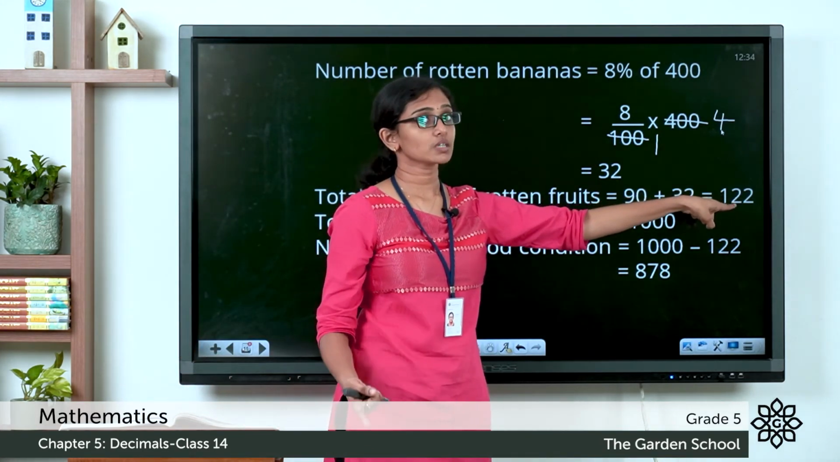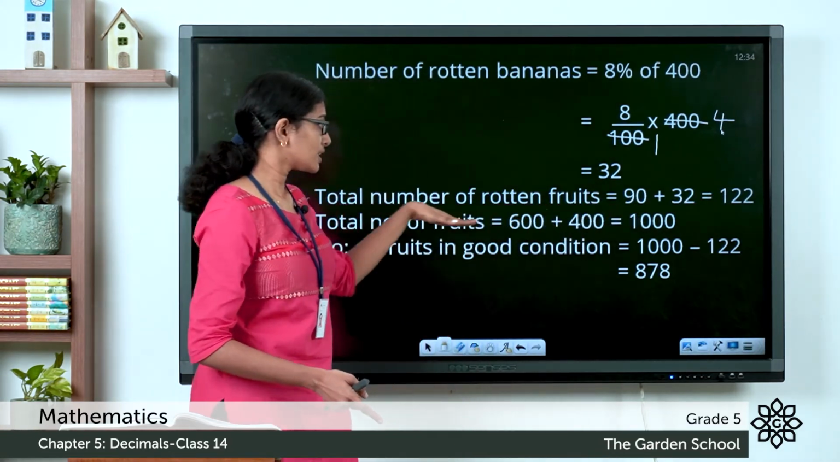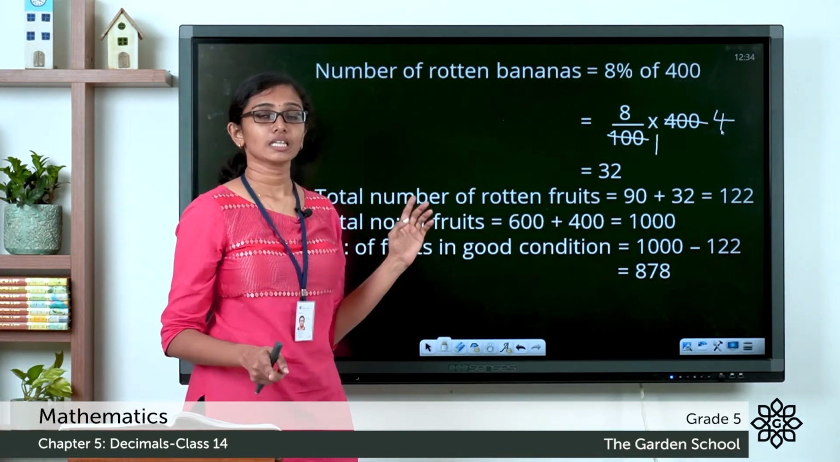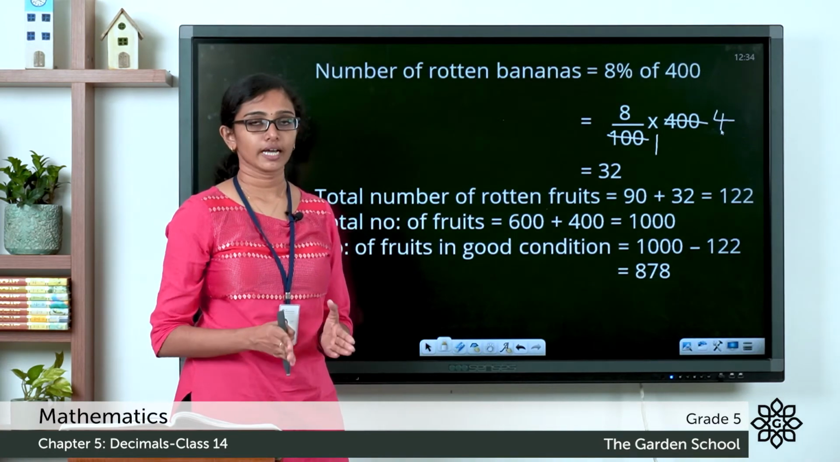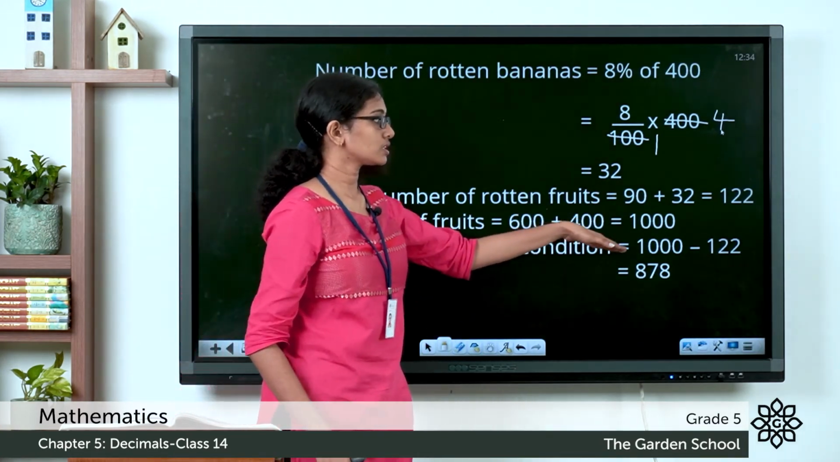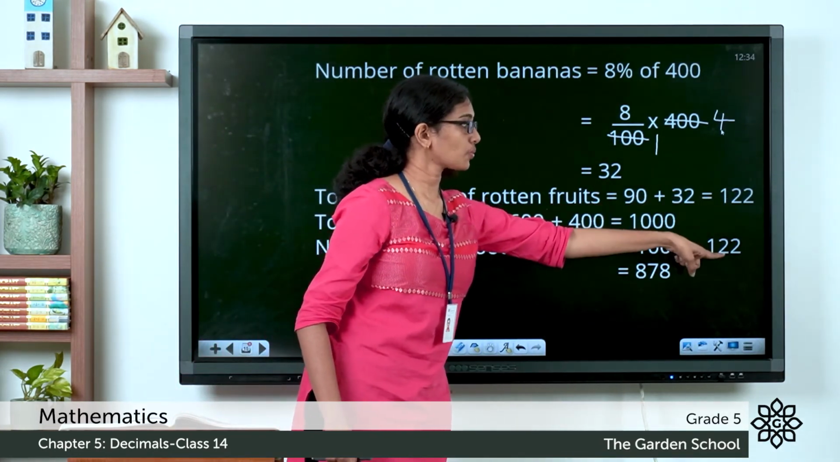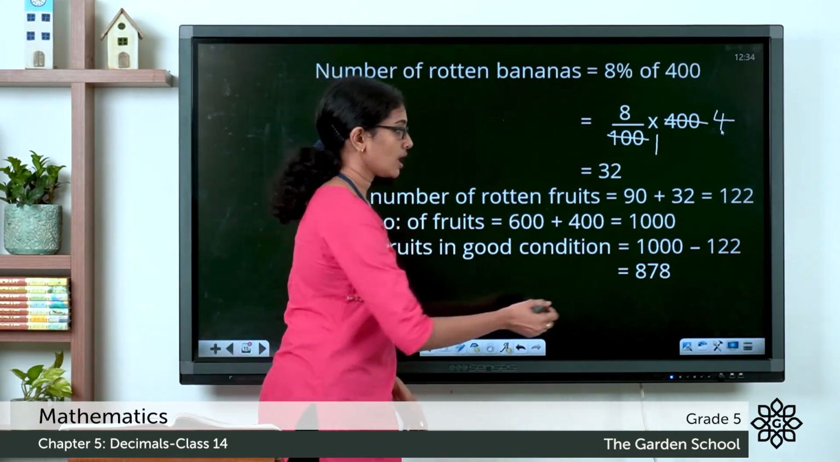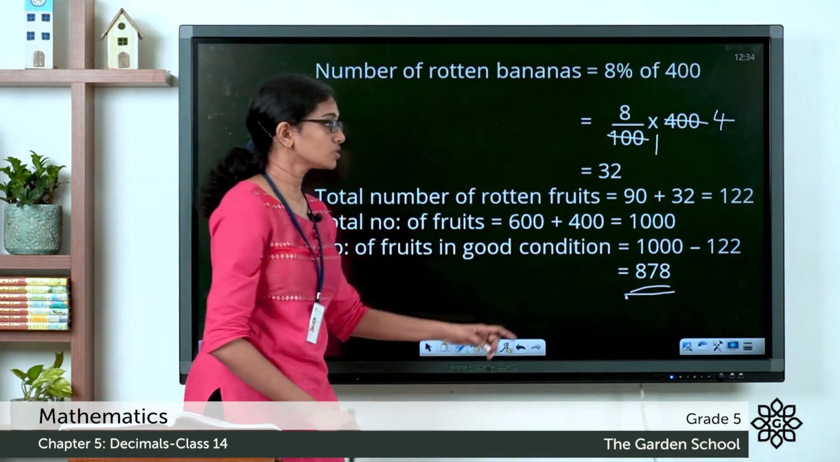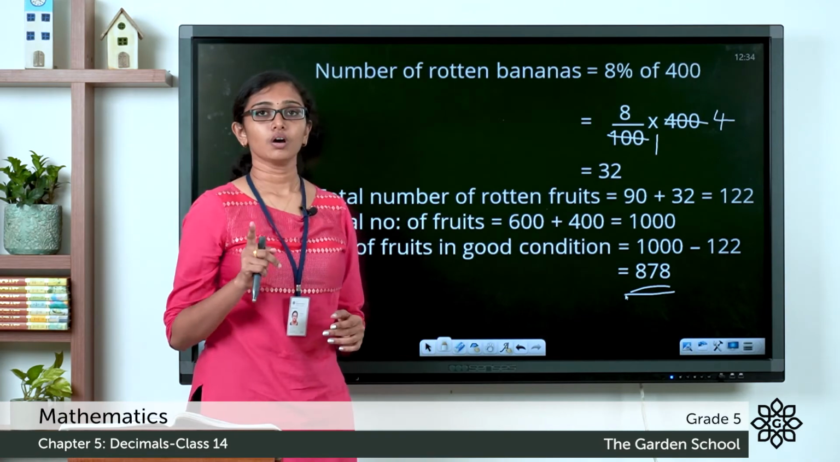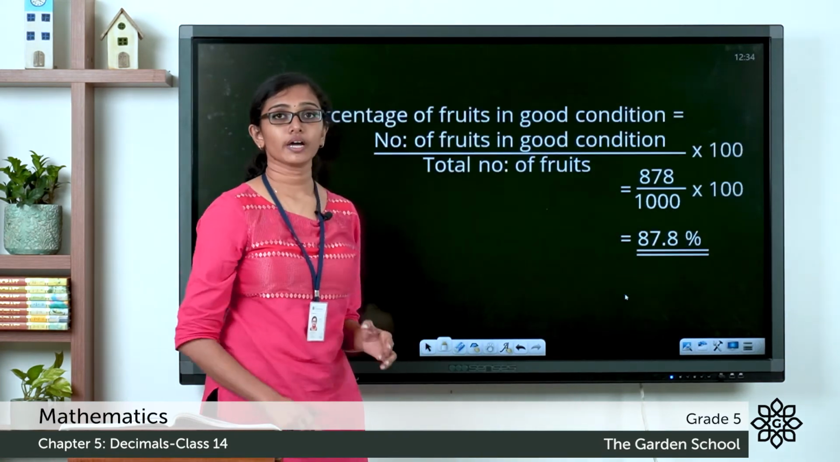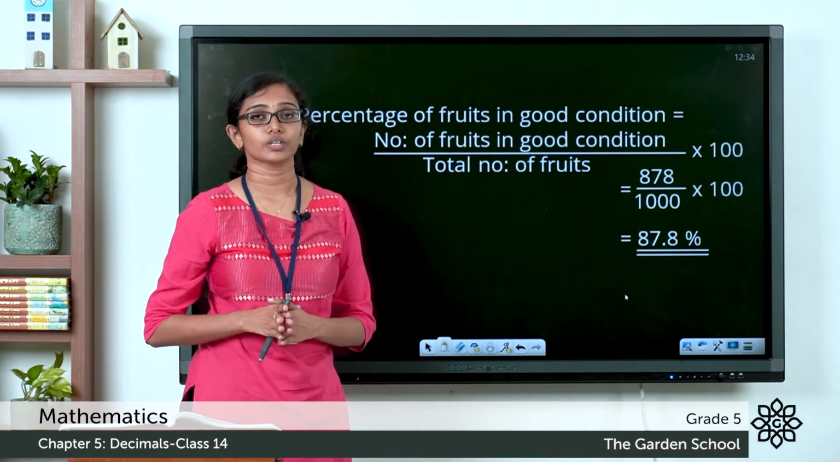So the number of fruits in good condition will be the total number of fruits minus the number of rotten fruits, right? So that would be equal to 1000 minus 122, which is equal to 878. So this is the number of fruits in good condition. Now how do we find out the percentage of fruits in good condition?